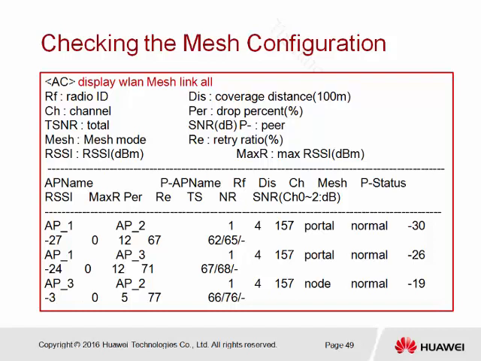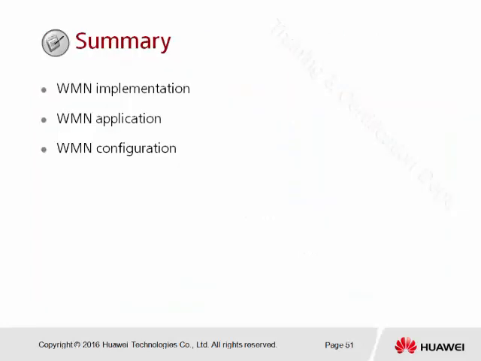To check all the radio IDs, the dBm, and also the signal strength, we can use the command display wlan mesh link followed by all, because you want to check the signal strength from the different APs. So this is a summary over here, the WLAN implementation.